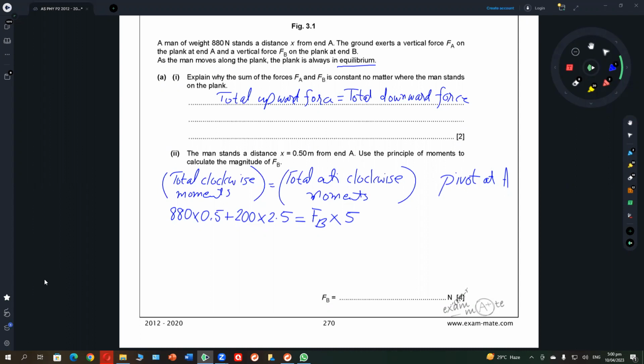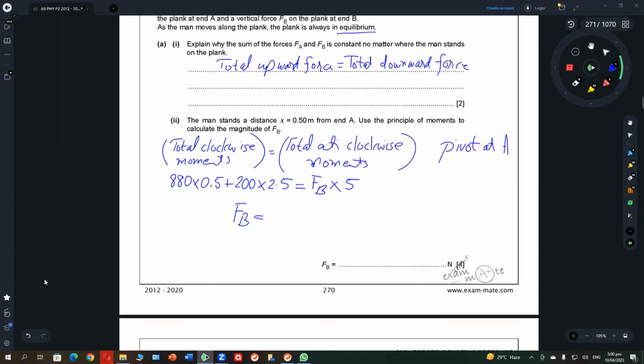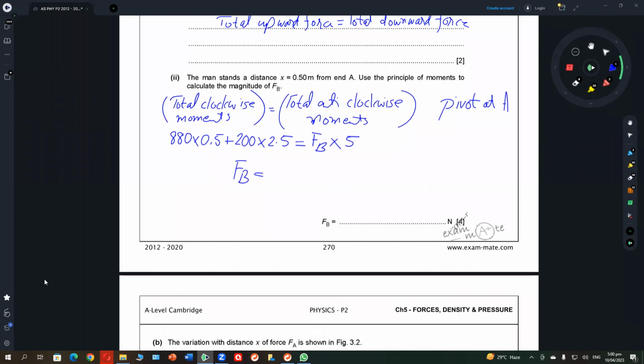Can you help me solve this equation? I need to find FB. It is coming as 188. Should I leave it like that and I should make it 190?